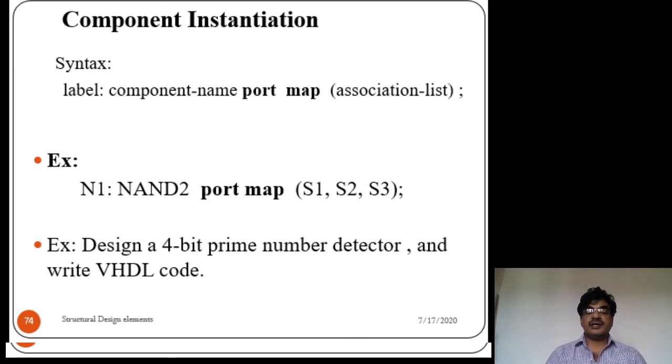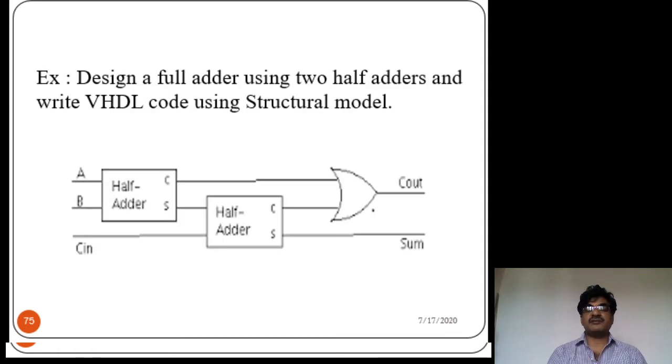At the beginning we have seen how to write the structural program for a half adder. You check that program once and write a structural program for a 4-bit prime number detector and also a full adder using half adders. Before writing the program, first of all you need to identify what the different components are and how many. Because the number of component declarations is equal to the number of different components, and the number of instantiation statements is equal to the number of components.